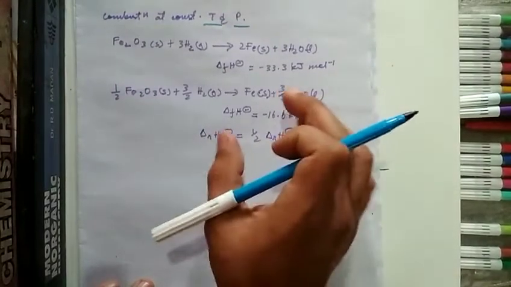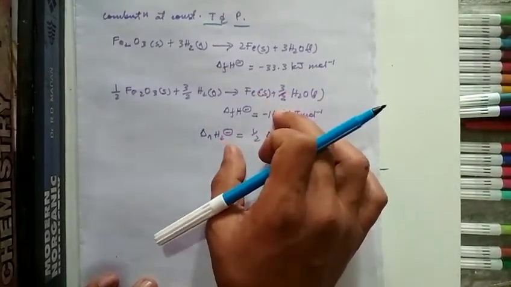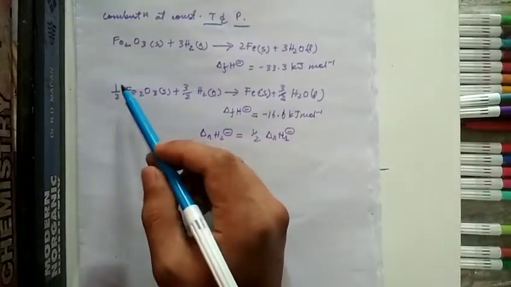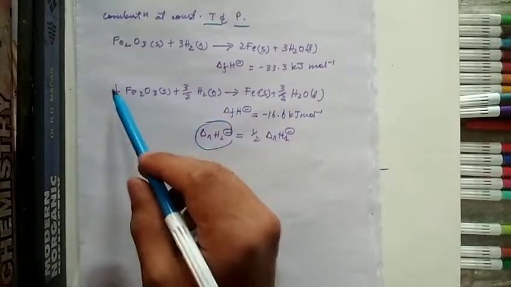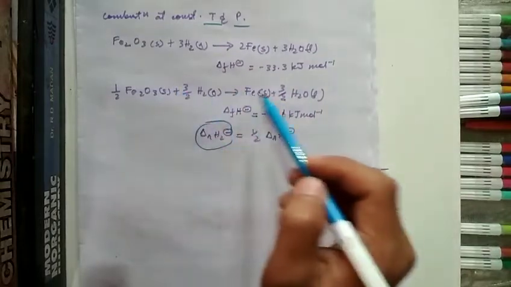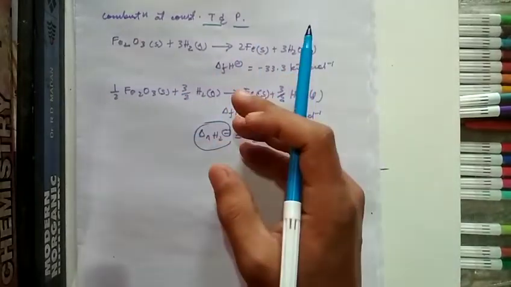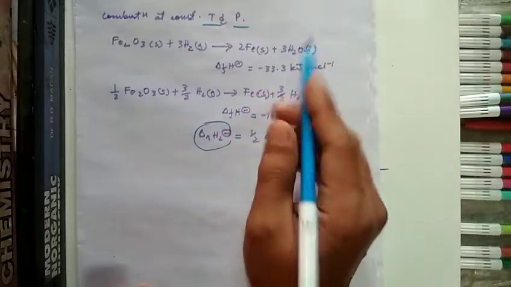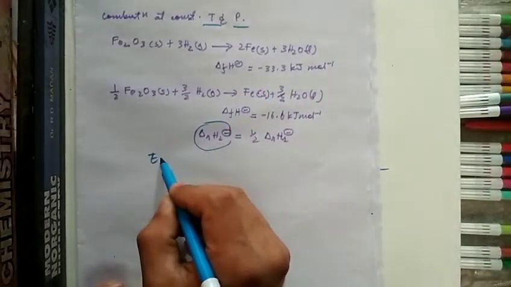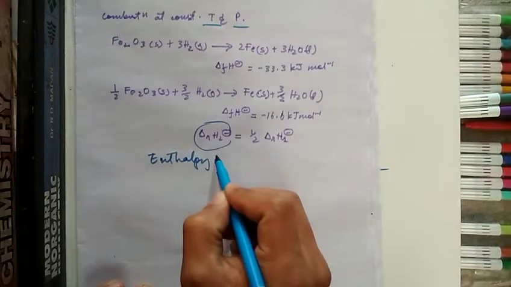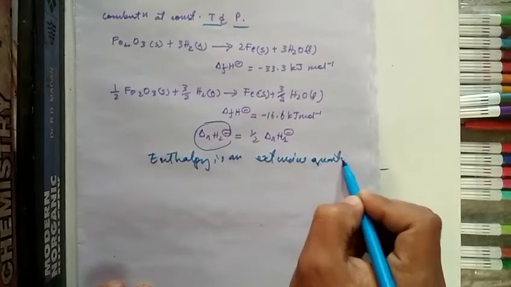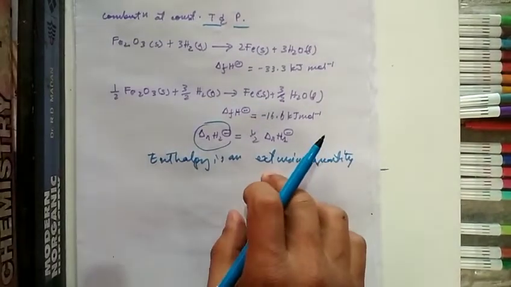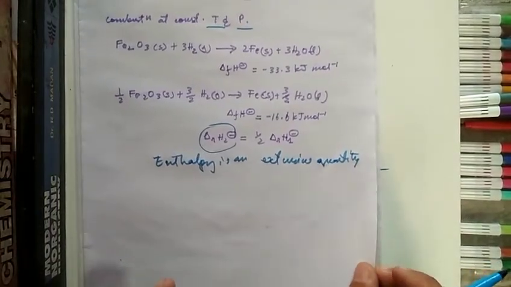So what I mean to say is it depends on the number of moles. This enthalpy depends on the number of moles present in the reaction, how many moles we are using. Since it depends on the number of moles, this enthalpy is an extensive quantity. It depends on the number of moles.